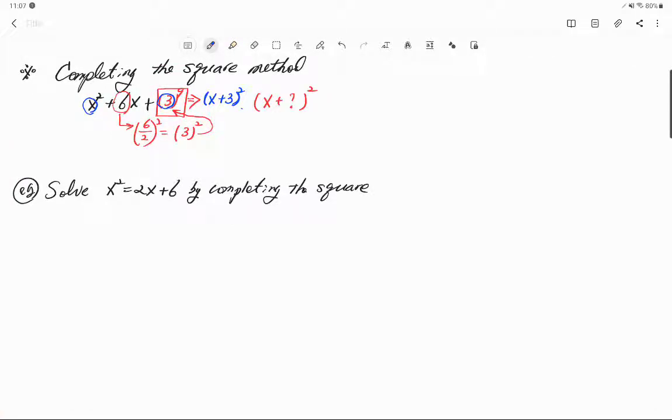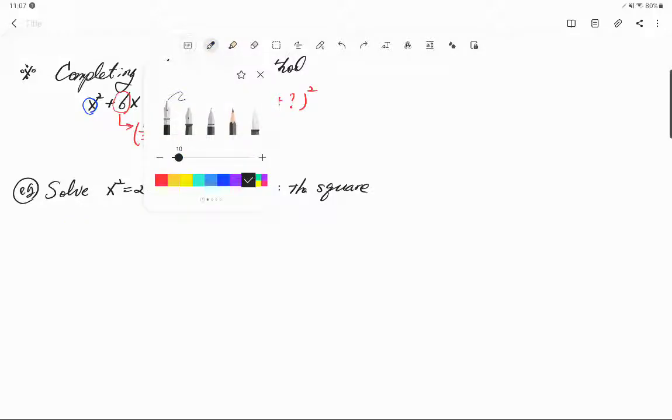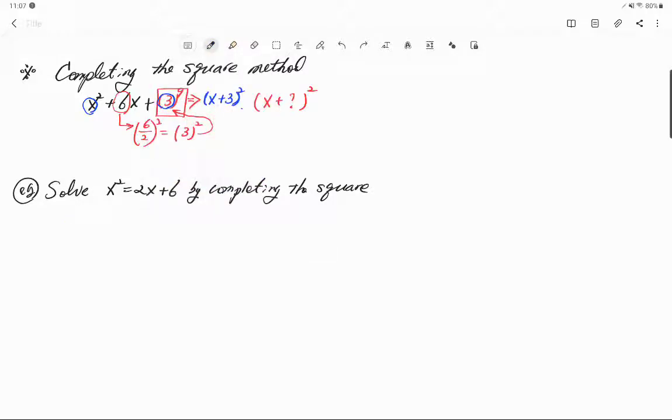Okay, solve x squared equals 2x plus 6 by the completing the square method. All right, so why don't we move the terms to the left? We need only the x squared and x term, so move this 2x to the left. That gives us space here, then equals 6. We're going to add a number to the left side of the equation, so we're going to add the same number to the right side of the equation.